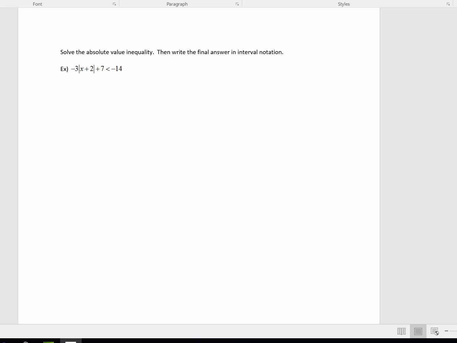Okay, let's take a look at the next example. Again, the absolute value bars must be by themselves, so I'm going to subtract the 7 first. And now I'm going to divide by a negative 3. Remember, when you divide by a negative number, you must switch the inequality sign. Now notice, the absolute value bars are by themselves, and it's greater than. That means it is an or statement. So write out the 2 inequalities.